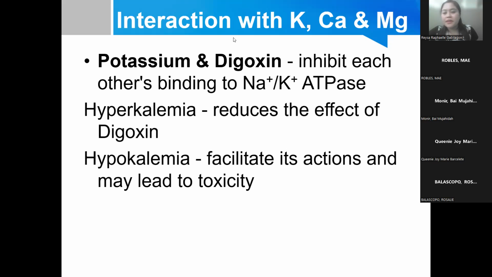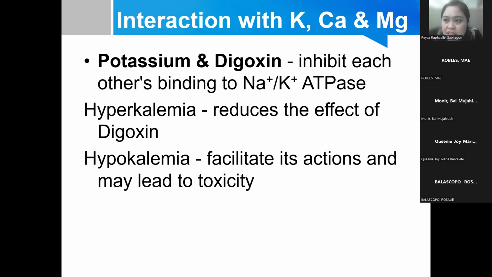Brand name sa market. What's the brand name sa market na sikat for the digoxin? Very good. It's Lanoxin. Yeah. And it is included sa mga loose tablets natin. Okay? So if there is no question, yeah, naka-loose tabs. Let's talk about the interaction with potassium, calcium, and magnesium.